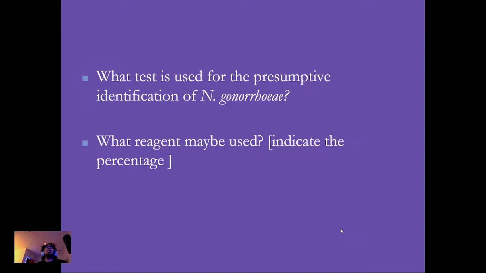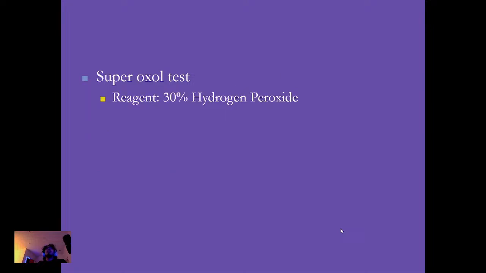Okay. Presumptive test used for the presumptive identification of Neisseria gonorrhoeae. Hala, nakalimutan ko. The superoxide test. The reagent used is superoxole, not superoxide. Superoxole test, the reagent used is 30% hydrogen peroxide. Hydrogen peroxide. Tingin nga, tama ba tayo?